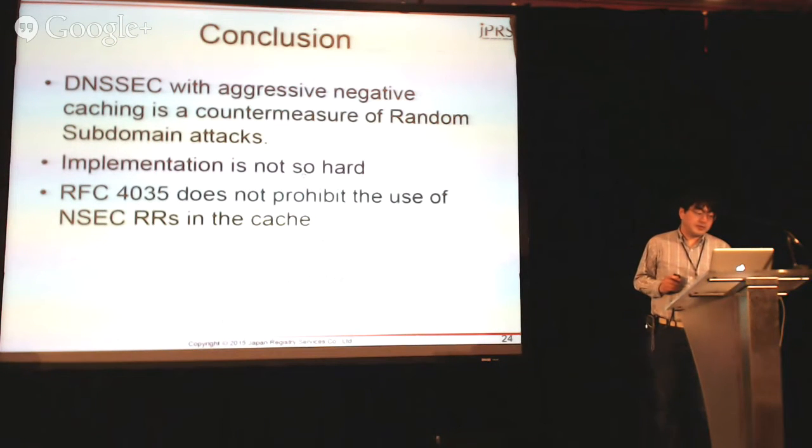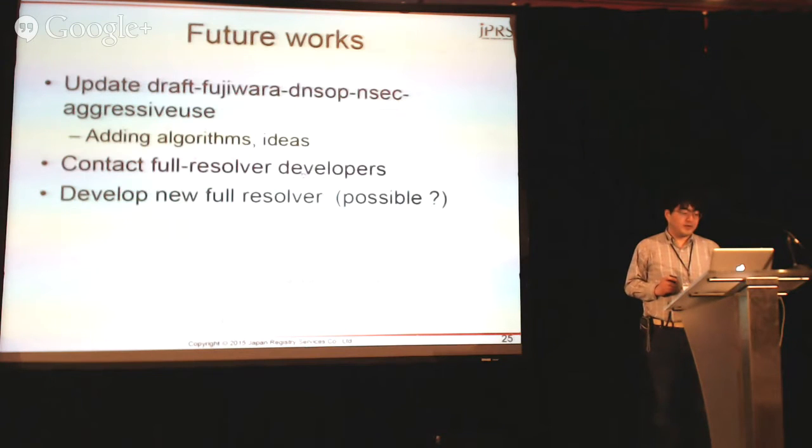And conclusion. DNSSEC aggressive negative caching is a countermeasure against random subdomain attacks, and implementation is not so hard. RFC 4035 doesn't prohibit the use of NSEC in the cache, I think. And these are my future works. I need to update the draft to add algorithms and ideas. And I need to contact Unbound developers. And if possible, I would like to develop a new resolver. And that's all.